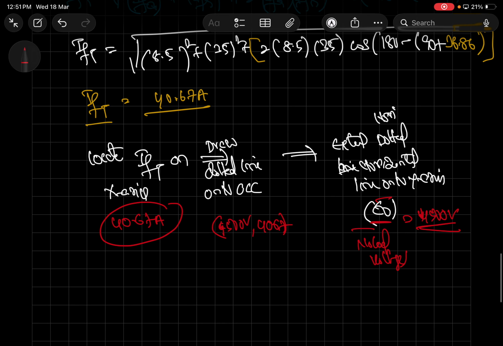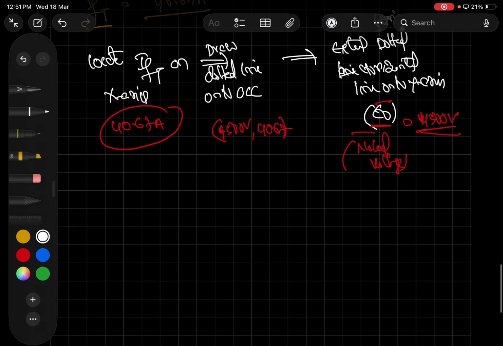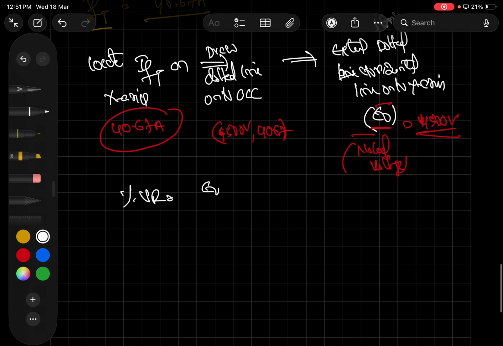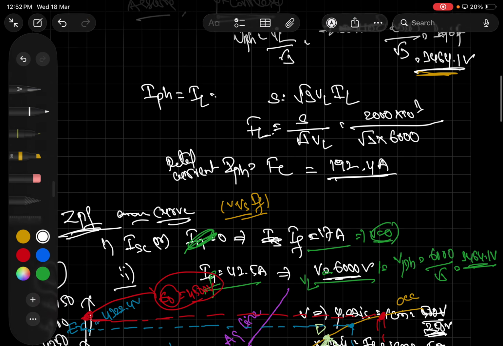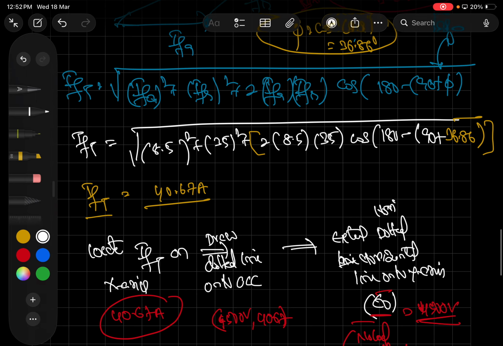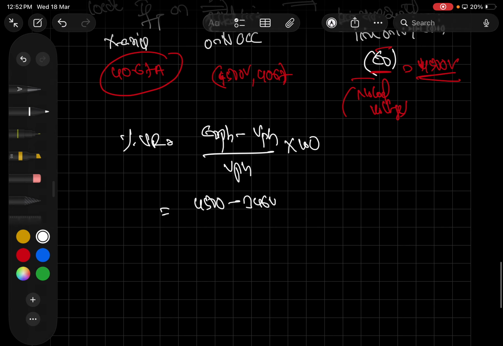Once this is obtained, we have to calculate the percentage voltage regulation. That is E0 phase minus V phase by V phase into 100. What is the E0 phase that we got here? 4500 minus V phase. What is V phase here? 3464.1. So (4500 minus 3464.1) by 3464.1 into 100. The answer is 29.9%. This is for lagging loads.